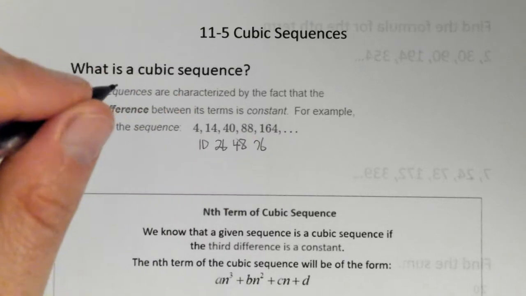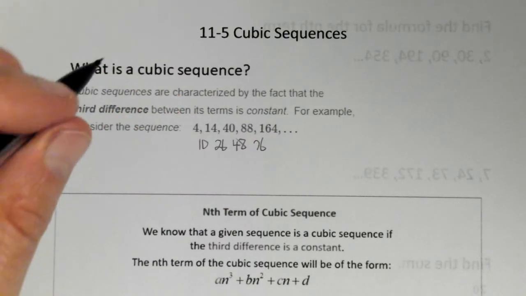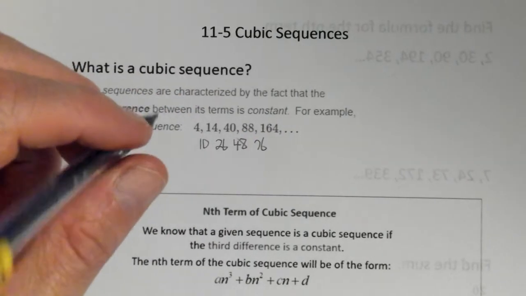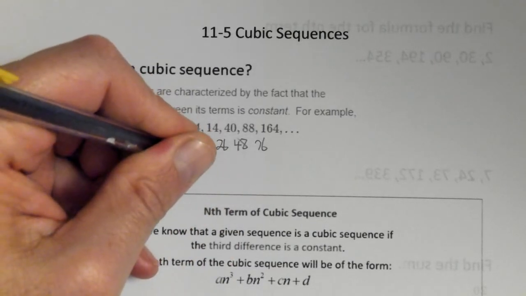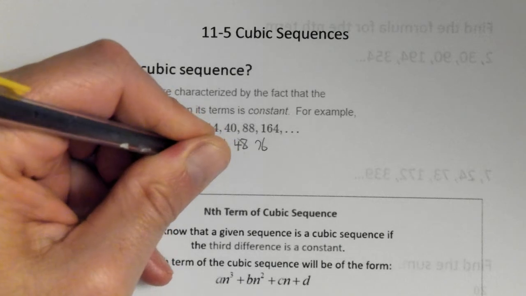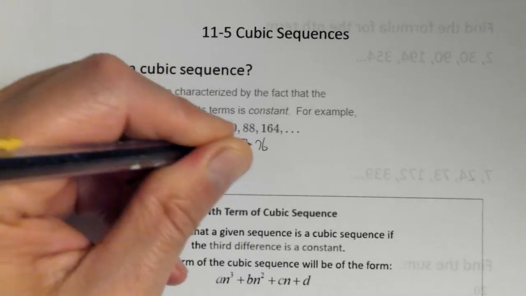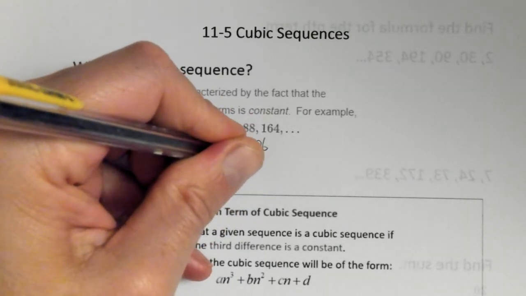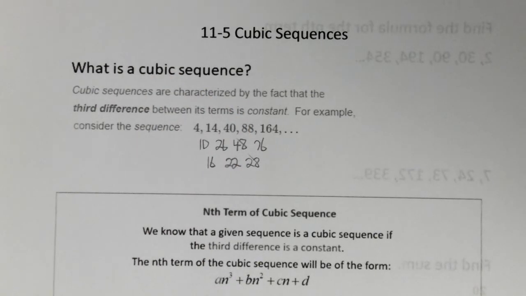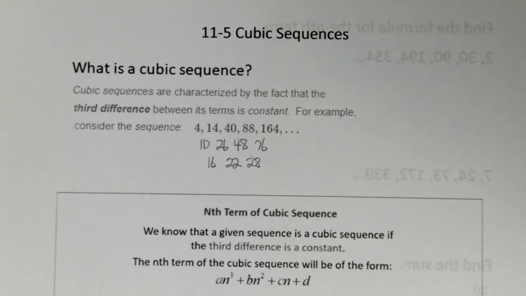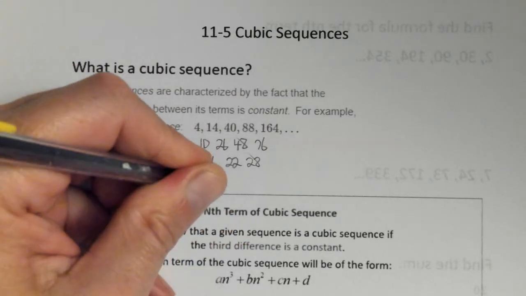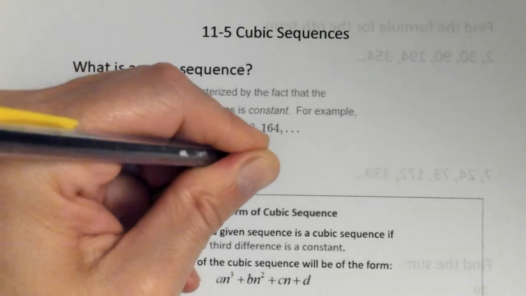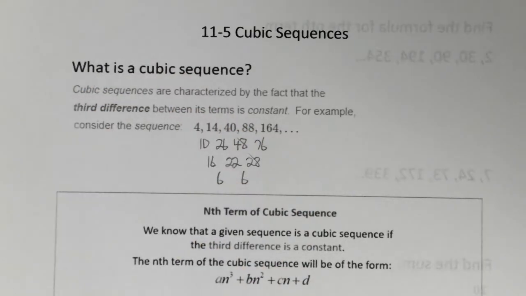The first difference is not constant, so we know it's not arithmetic. Let's try the second difference. We're looking at 16, 22, 28. Since the second difference is not the same, it is also not quadratic. The third difference is going to be 6 and 6, and if we had extended it out more, we would see that it would be 6 every time.